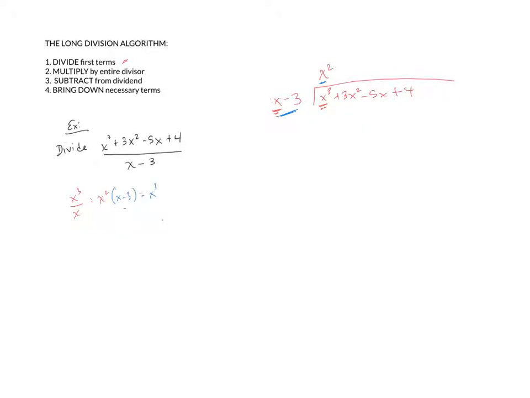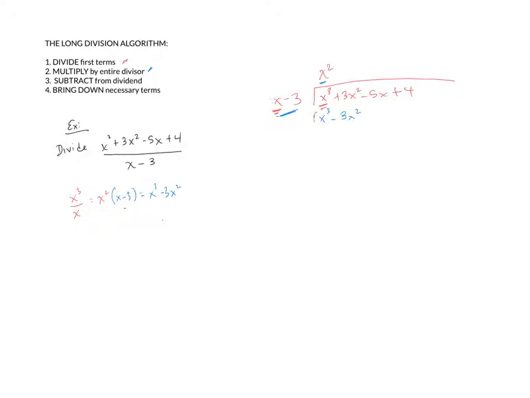And you don't have to do this off to the side. I just find it helpful to do it that way sometimes. You get x cubed minus 3x squared. And I'm going to write that underneath the dividend in the appropriate spots, meaning so that the like terms line up with each other. So that's the multiply by the entire divisor step. Then we're going to subtract that from the dividend.